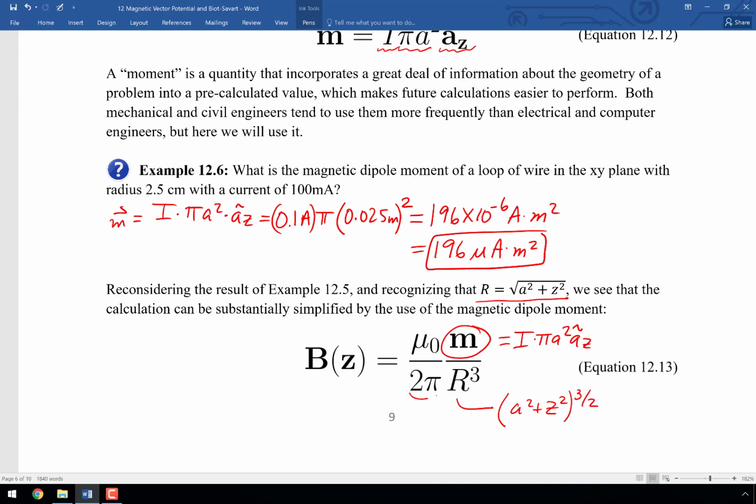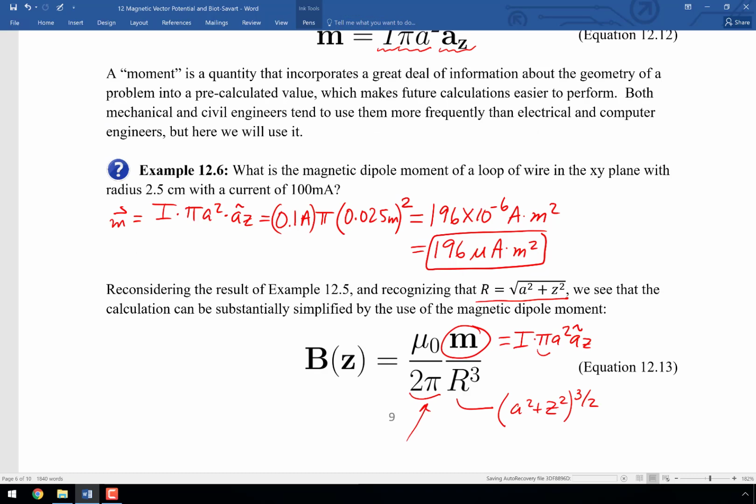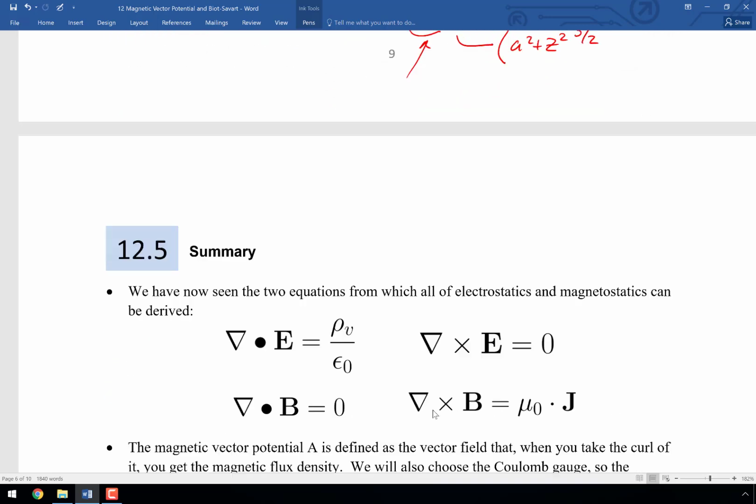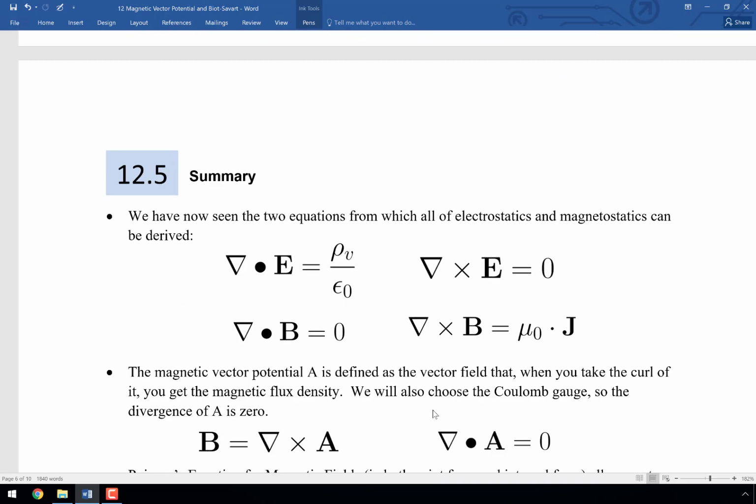The 2 pi here is basically canceling part of the pi here, and the mu sub 0 is along for the ride. If we do all of these substitutions, we end up with a substantially simpler version of the equation, and that's going to make our lives a lot easier when we're solving bigger problems that involve more loops. So, summary for today: we saw that we have 4 equations, 2 that control all of electrostatics and 2 that control all of magnetostatics, and that is a sufficient and complete set of equations to do all of the problems that we've faced so far.